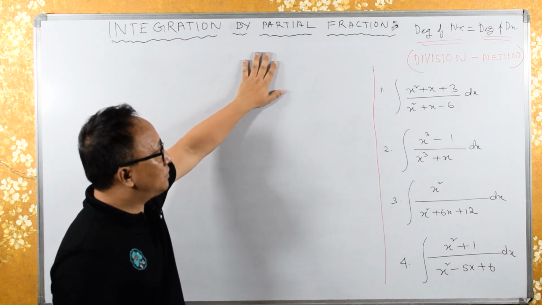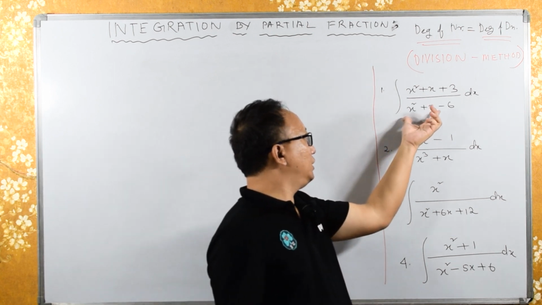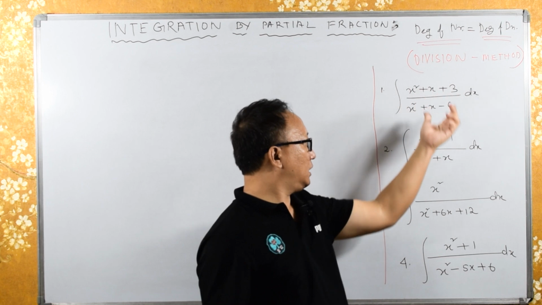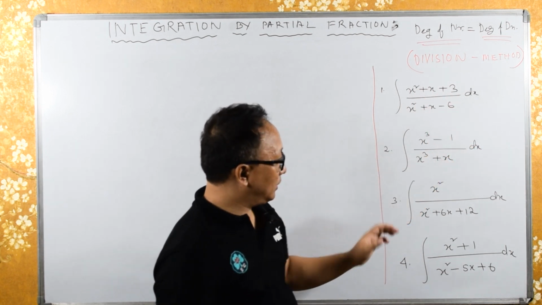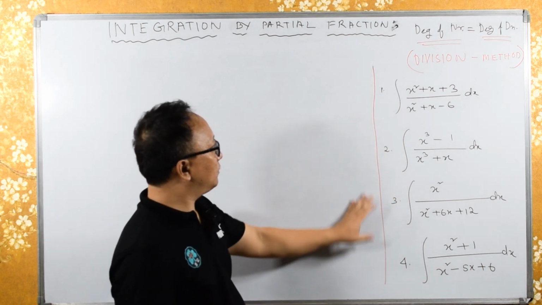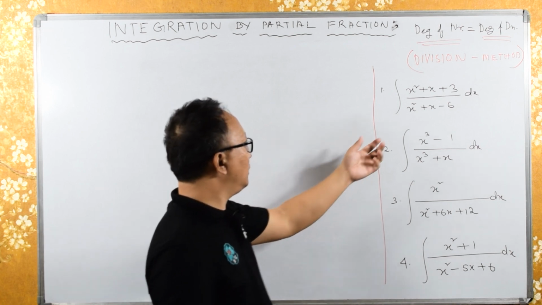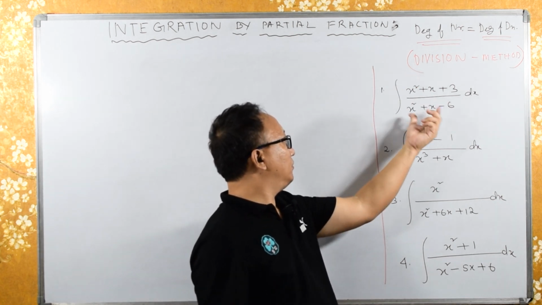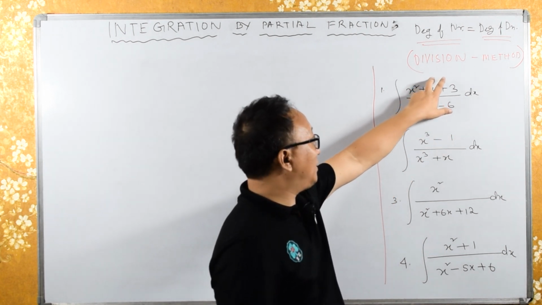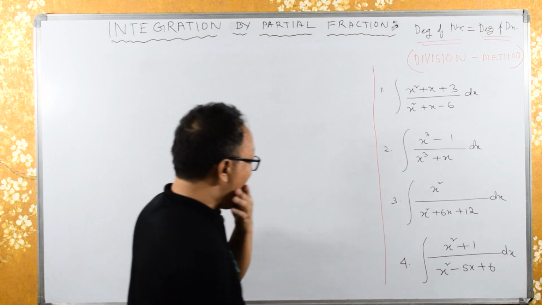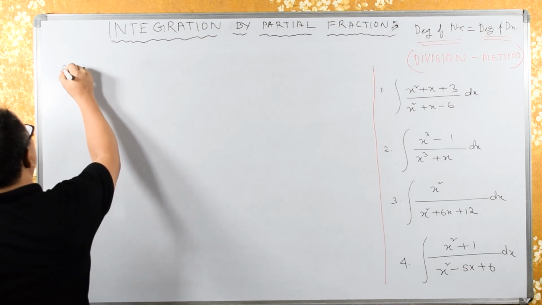In these partial fractions, you can see over here that the degree of the denominator is the same as the degree of the numerator. Here also the degree of numerator is the same as the degree of denominator, in all four sums. In this type, we have to divide by the denominator of each numerator, by the division algorithm. Let's see solving question number 1.